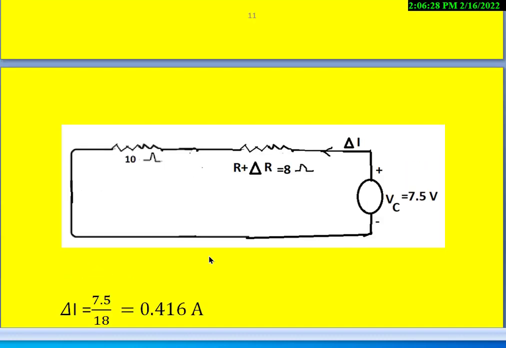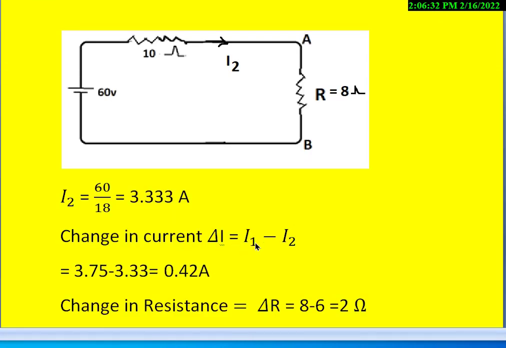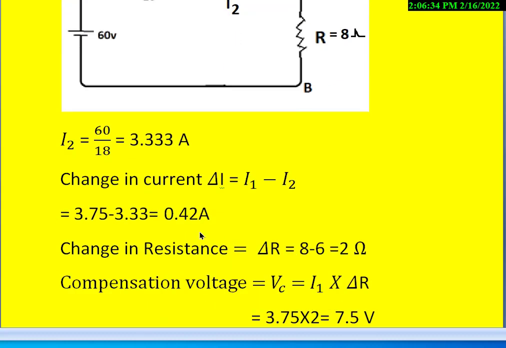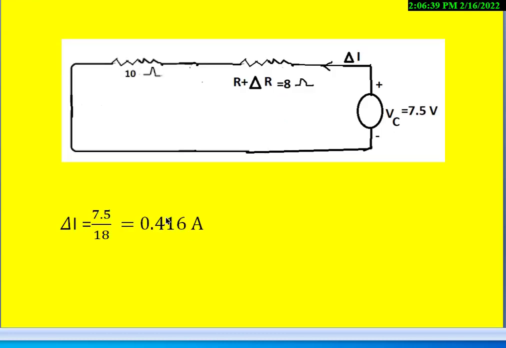We can also see the same current in the calculation, that is delta I, which is I1 minus I2, is 0.42. So here also it is approximately 0.42. So this shows the compensation theorem is verified for this given circuit.